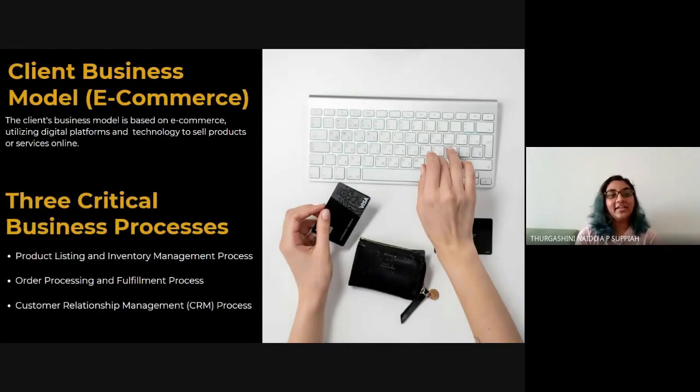Okay, so I'm going to explain our client's business model. It will be e-commerce. Basically, it's an e-commerce business model utilizing digital platforms and technology to sell products or services online, for example, electronics or fashion. And there are three critical business processes.